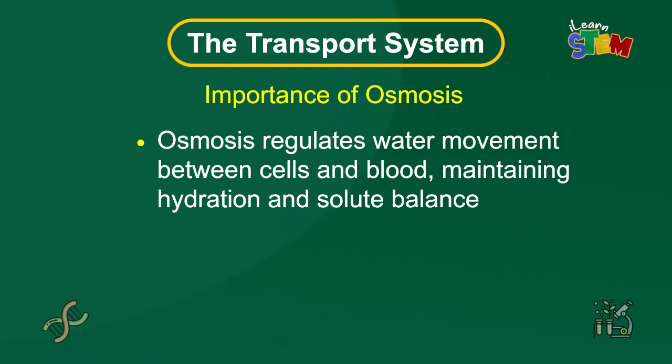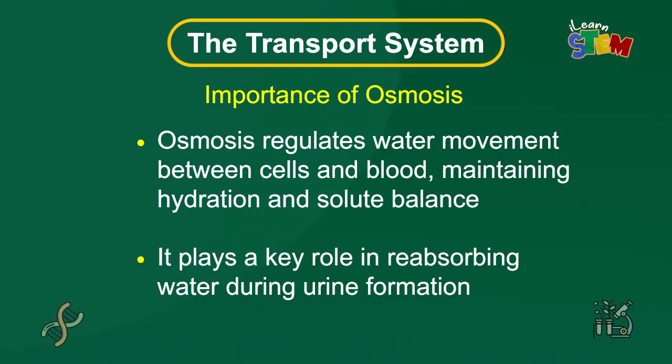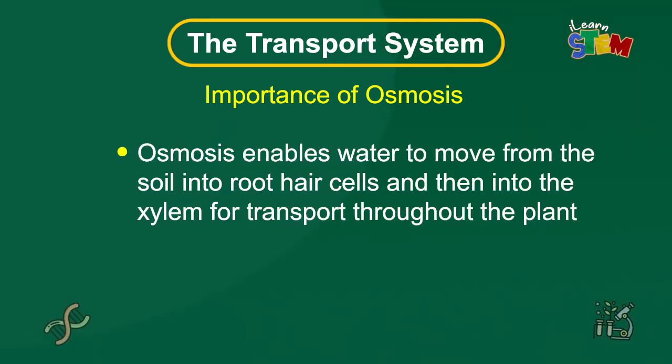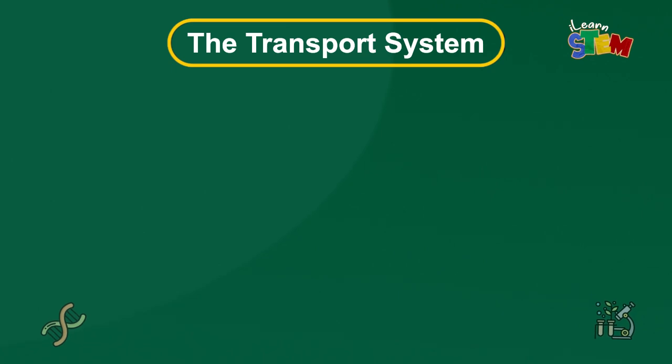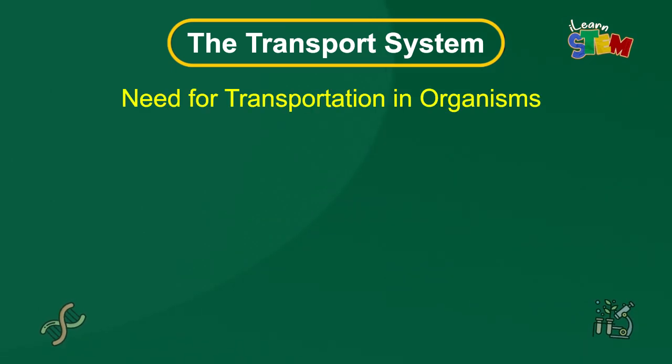1. Osmosis regulates water movement between cells and blood, maintaining hydration and solute balance. 2. It plays a key role in reabsorbing water during urine formation. 3. Osmosis enables water to move from the soil into root hair cells and then into the xylem for transport throughout the plant. Having discussed the importance of diffusion and osmosis, let's explore the need for transportation in organisms.